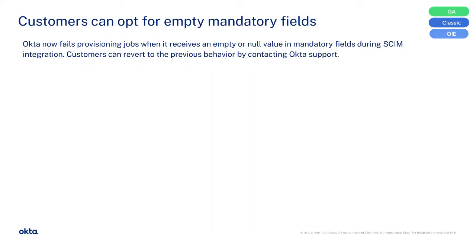Customers can opt for empty mandatory fields. Okta now fails provisioning jobs when it receives an empty or null value in mandatory fields during SCIM integration. Customers can revert to the previous behavior by contacting Okta support.